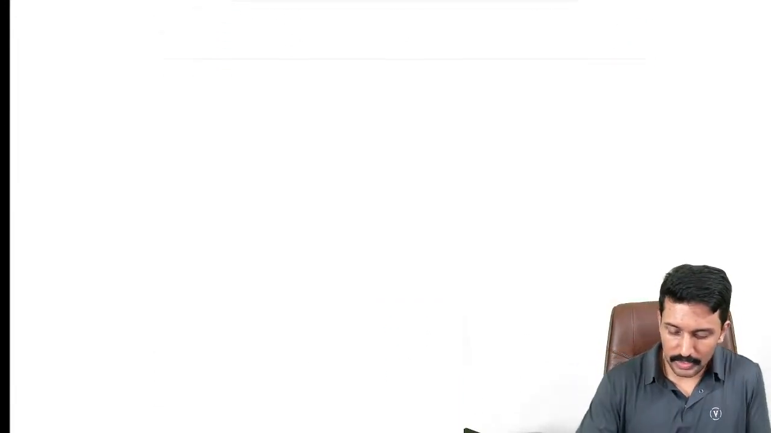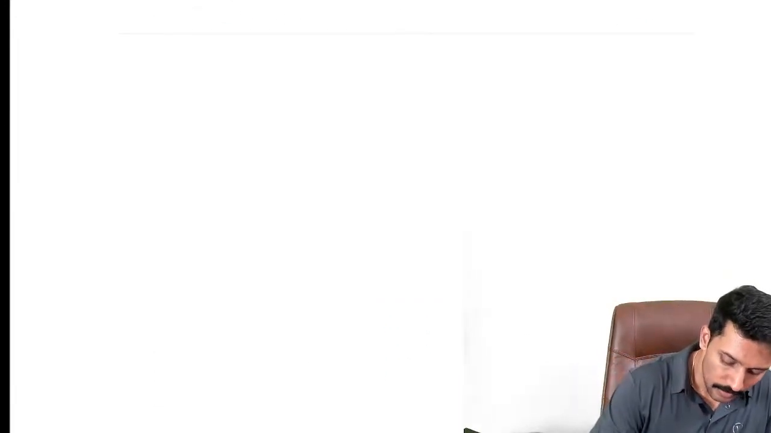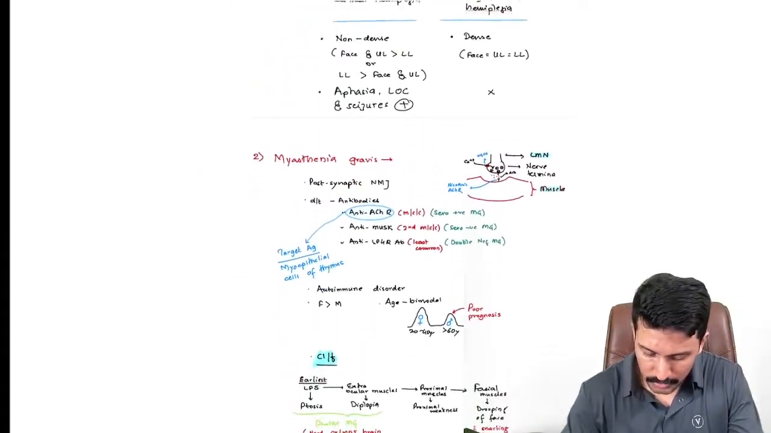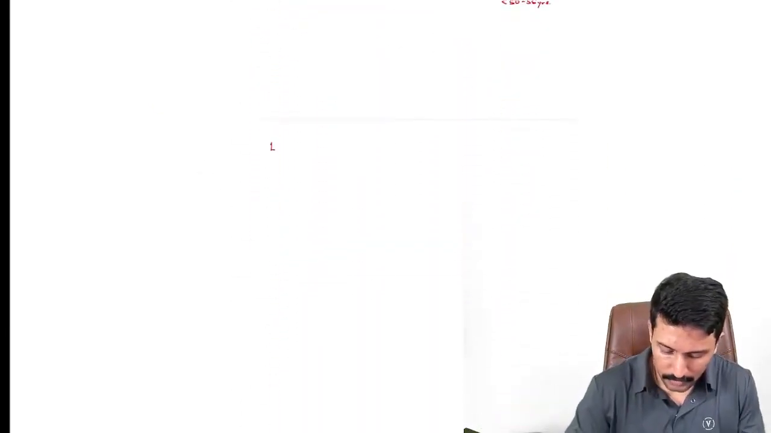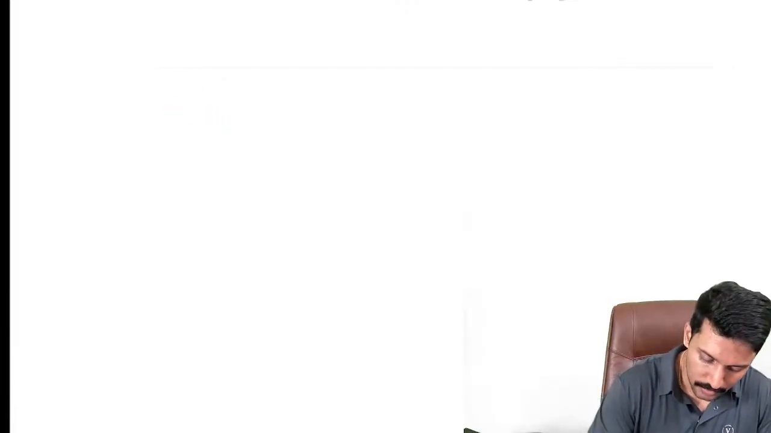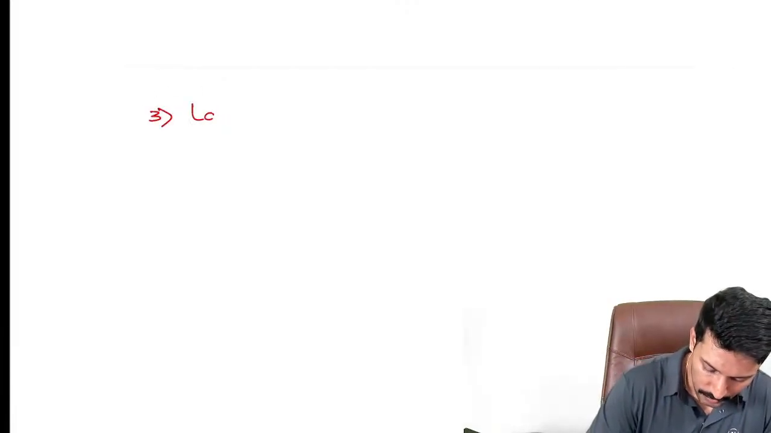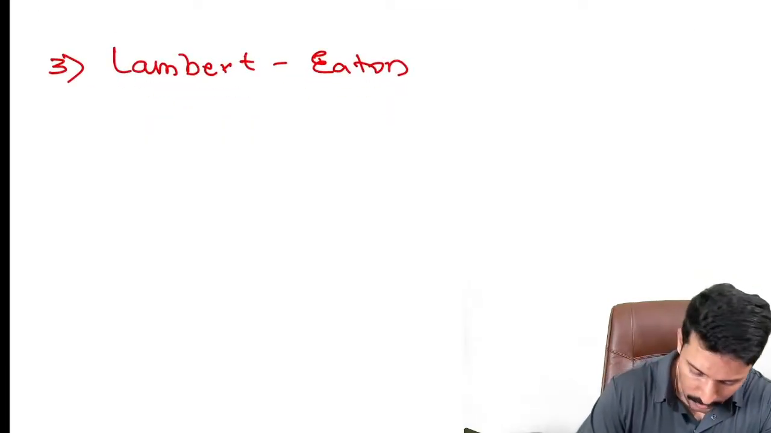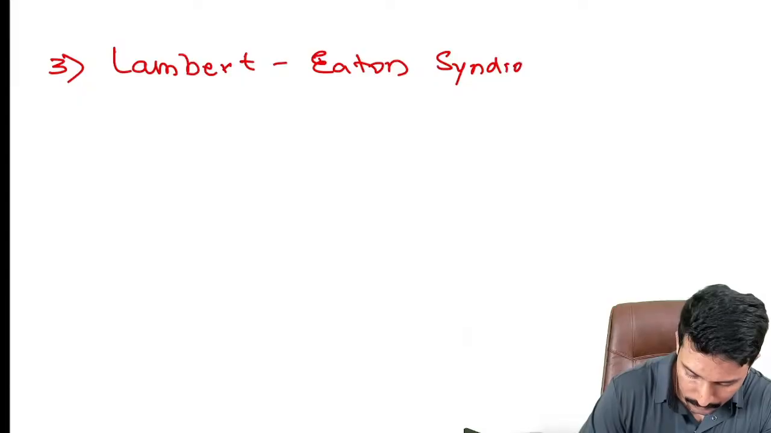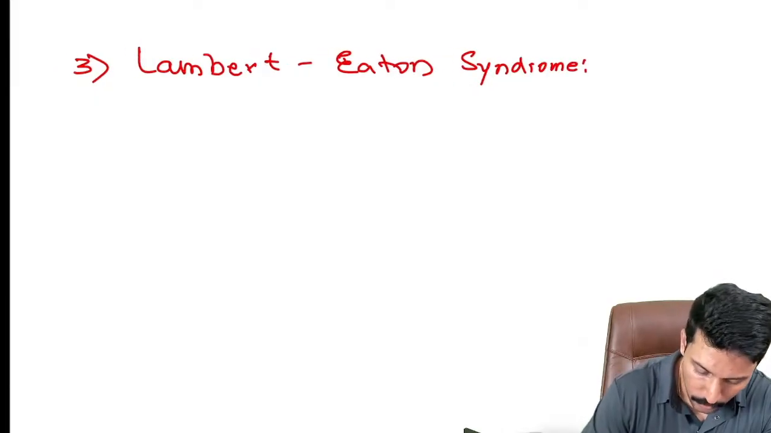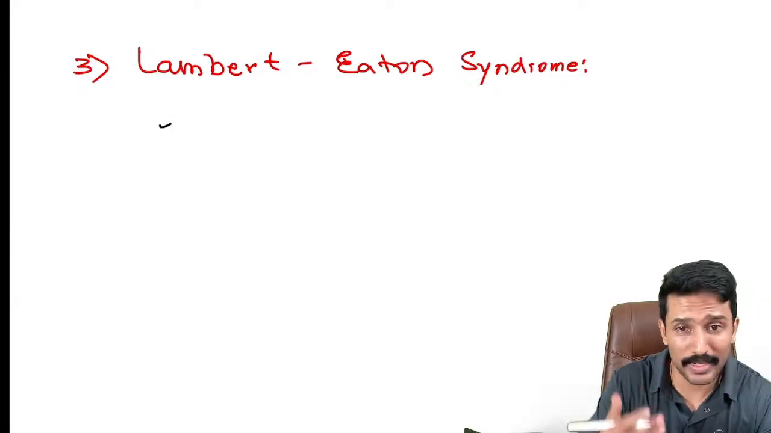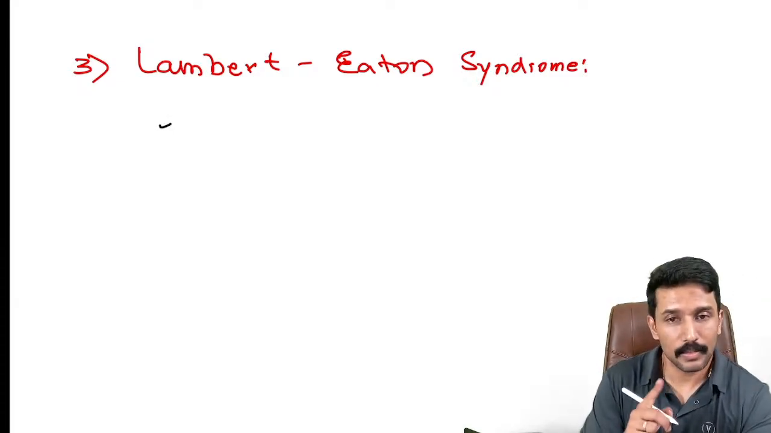Now we are going to also discuss a little bit about Lambert-Eaton syndrome. Myasthenia gravis is one neuromuscular junction disorder, and next we have Lambert-Eaton syndrome, which is another neuromuscular junction disorder. And you must be knowing that Lambert-Eaton is somewhat similar and dissimilar to myasthenia gravis. So what are the similarities? The similarities are that it is also an NMJ disorder, but this is a presynaptic one.